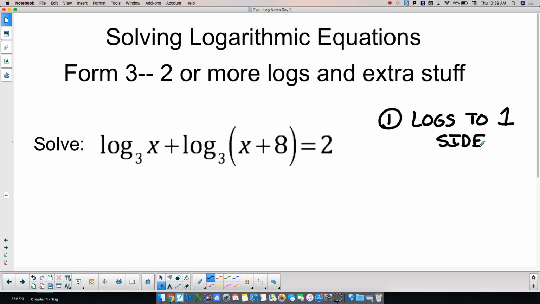Okay? So right off the start, you got to get all the logs on one side. Okay? Then, once you have all the logs on one side, like we have here, you are going to use your properties that you had from yesterday, and you are going to condense into one log.